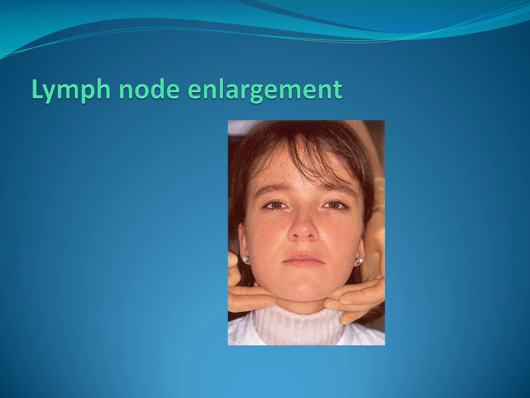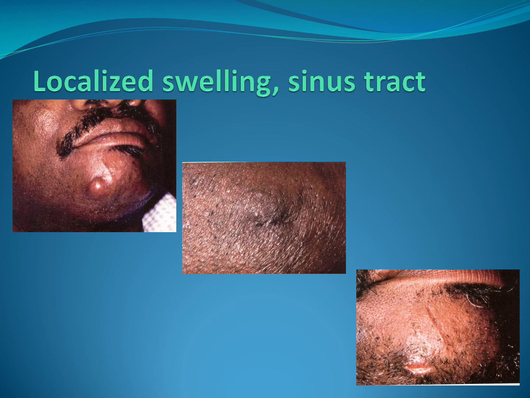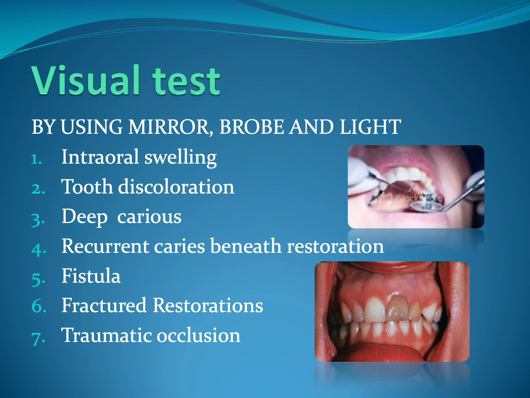So we will see that there is an inflammation, so we will have a lymph node enlargement. So we have to make an examination for the mandibular lymph. Facial asymmetry. This is the first thing. We are endodontists, so the facial asymmetry is a common feature on the patients which came to the clinic. Localized swelling, sinus tracts. We have to examine all these things to give a very good treatment and make a very good treatment plan.